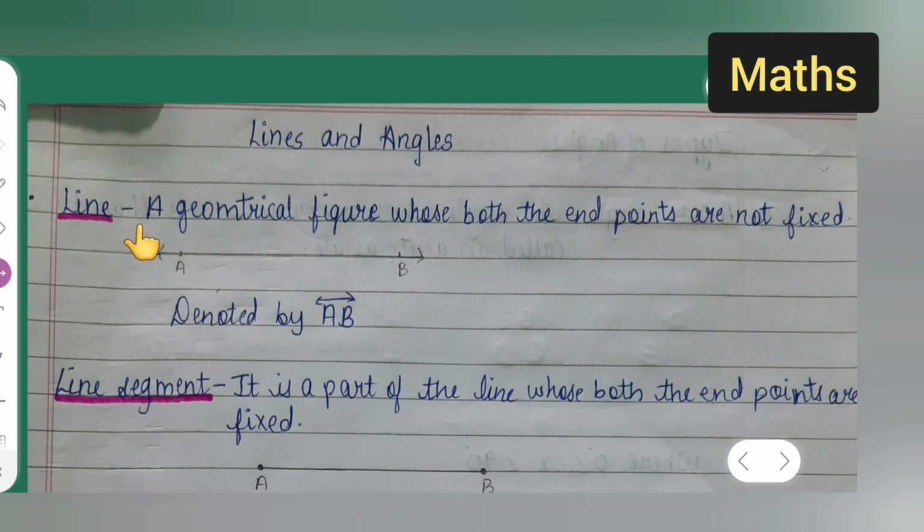Line. Now what is a line? A geometrical figure whose both the end points are not fixed. Here you can see a line AB, with point A and point B, and these are not fixed. They are the two end points which are not fixed. This is called a line, and it is denoted by AB.